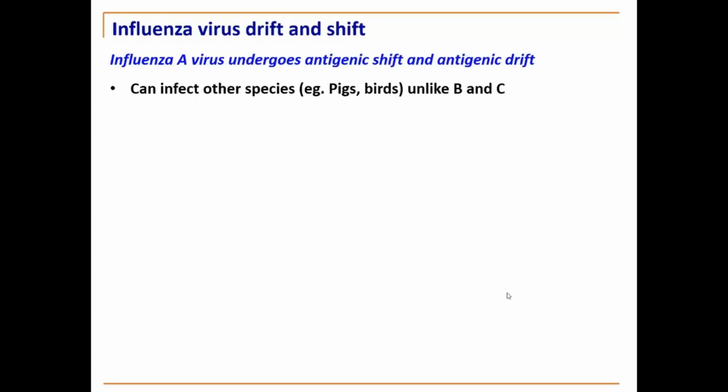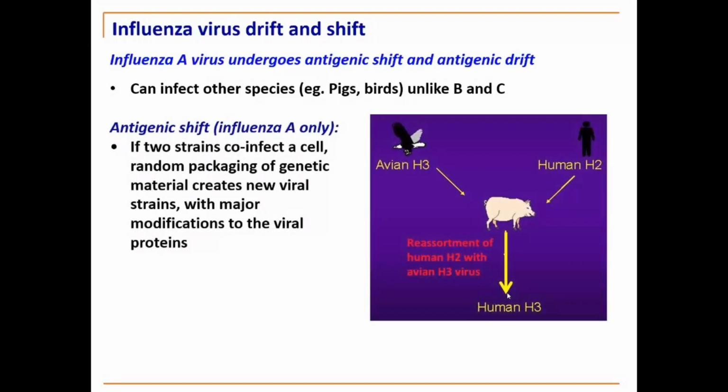So what do I mean when I'm talking about influenza virus antigenic drift and shift? Well, influenza A virus undergoes both antigenic shift and antigenic drift. It can infect other species, such as birds and pigs, unlike influenza B and C, which only infect humans. And what happens is 2 strains, for example, from a bird and from a human, if they co-infect a cell, for example, in a pig, you get random packaging of the genetic material, in this case, from the bird and from the human, to create a new viral strain with major modifications.